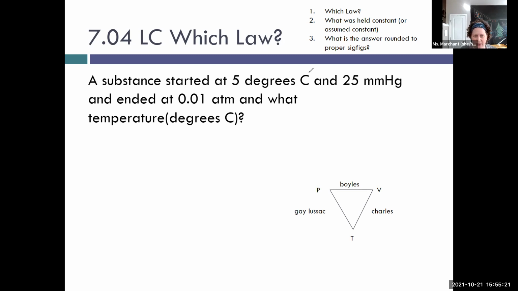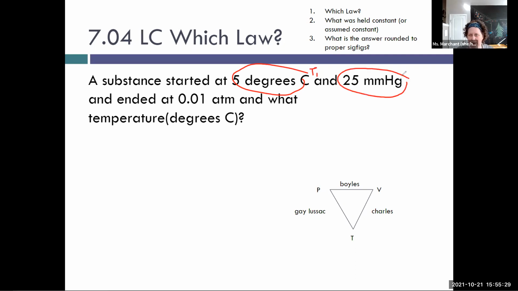A substance started at 5 degrees C. So it started at temperature, so that's a temperature 1. And it started at 25 millimeters of mercury. Millimeters of mercury is a pressure. Its starting one is at 1. 1 is your start. 2 is your end. And they could also be called initial and final.